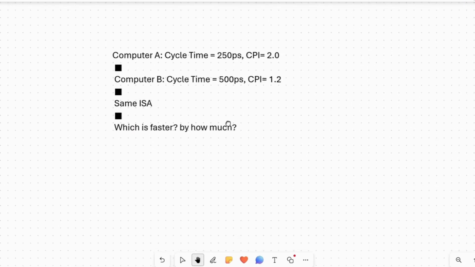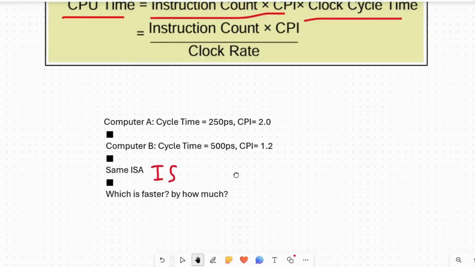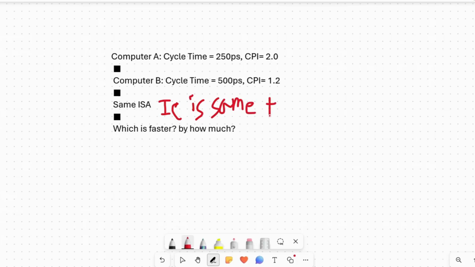So now let's solve a problem. Same ISA. Same ISA means our instruction count is the same for A and B. Which is faster, and how much?